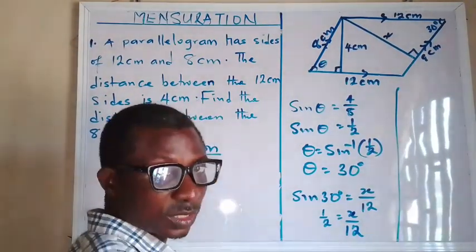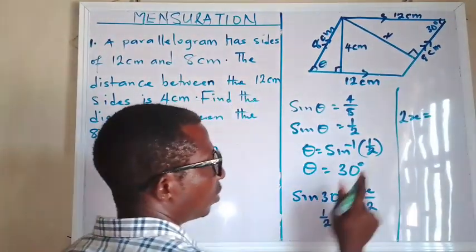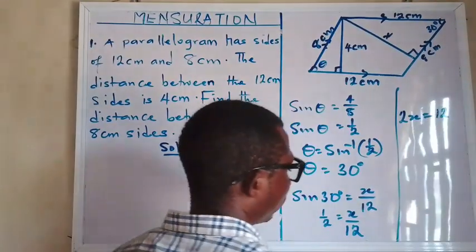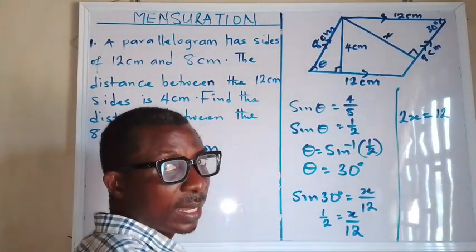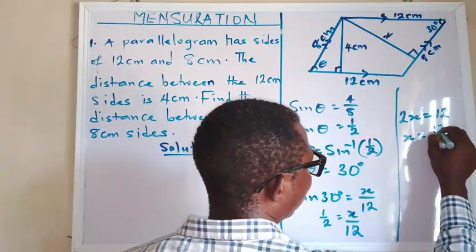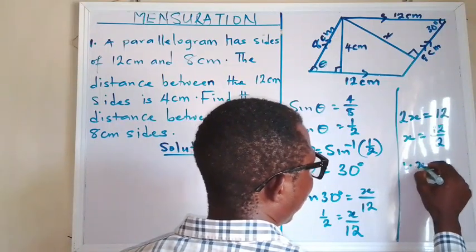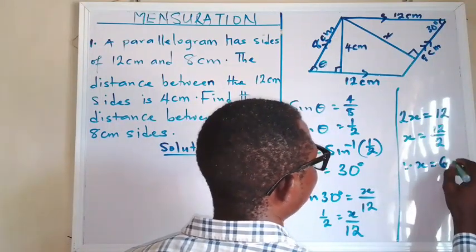Okay, so we cross multiply. We have 2x equals, this times this, we have 12. So you divide both sides by 2. So we have x equals 12 over 2. And therefore, x equals 6 centimeters.